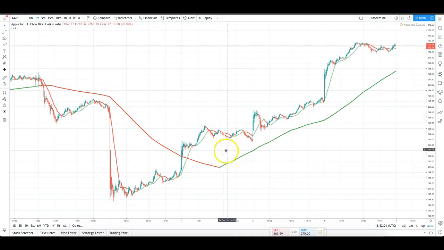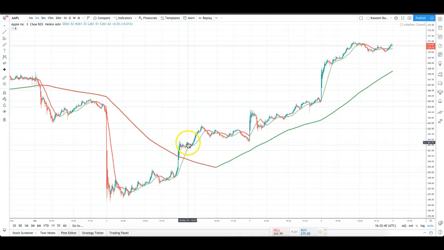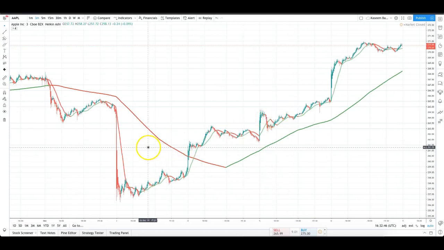So when prices are above the 200 period, you wanna go long. When prices are below, you wanna go short. And like I said, all entries have to be close to the 20 period, because that is the best entry.